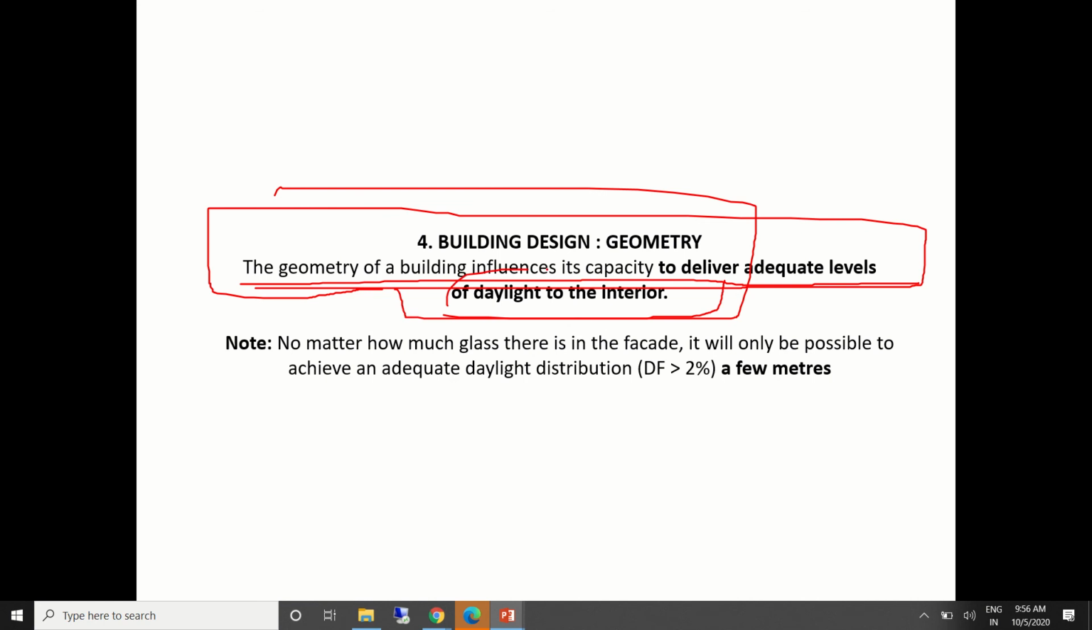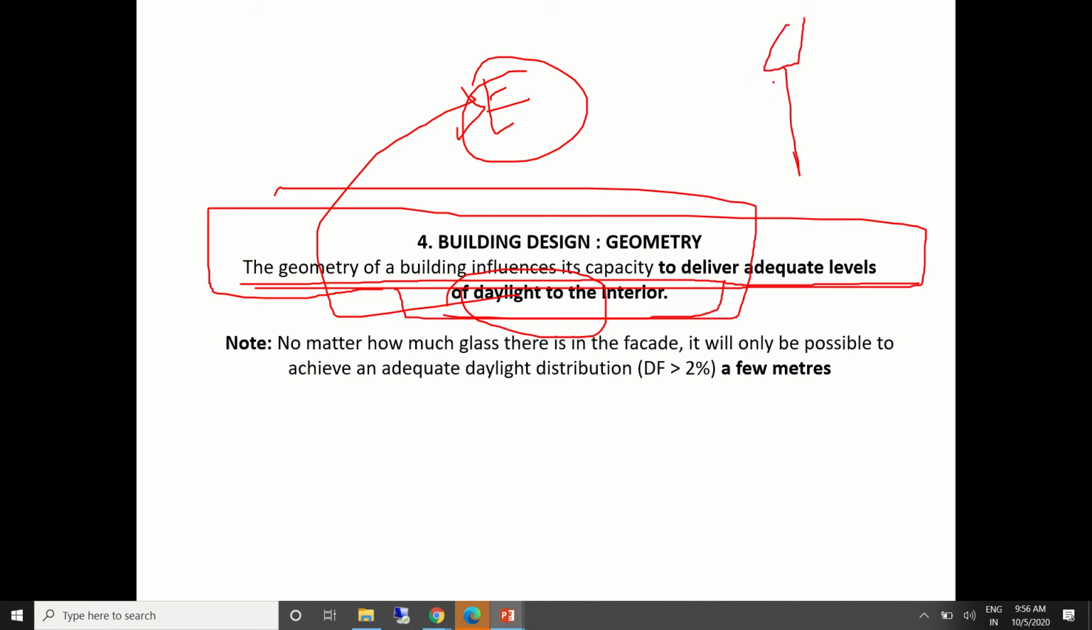Not only daylight, I talked about the same thing last time from an energy perspective. So forms are very, very crucial. I also talked about aspect ratio, if you remember, and we also talked about the courtyard, and how the design of the layout will increase or decrease the energy consumption, and so on and so forth.